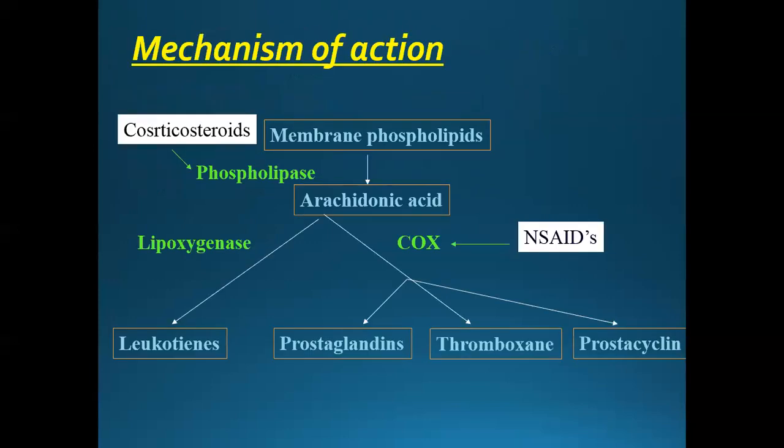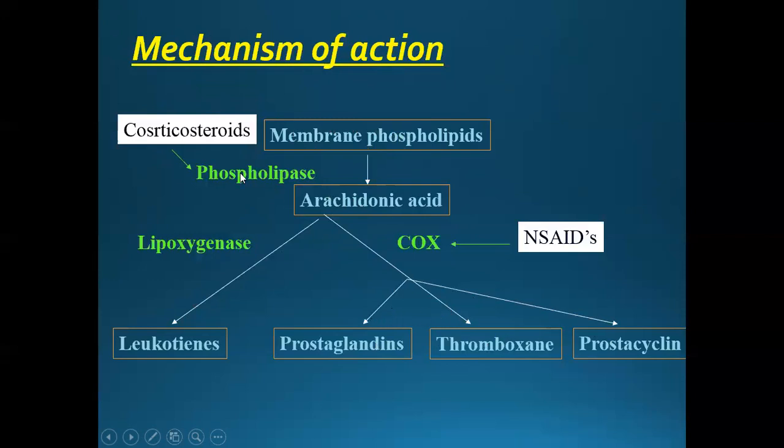Now, this is a schematic diagram showing the mechanism of action of corticosteroids and NSAIDs. It is very obvious that whenever membrane phospholipids are disrupted by any trauma or damage, arachidonic acid is liberated. This arachidonic acid goes through two main pathways. One of the pathways makes leukotrienes, the other makes thromboxanes, prostaglandins and prostacyclins.